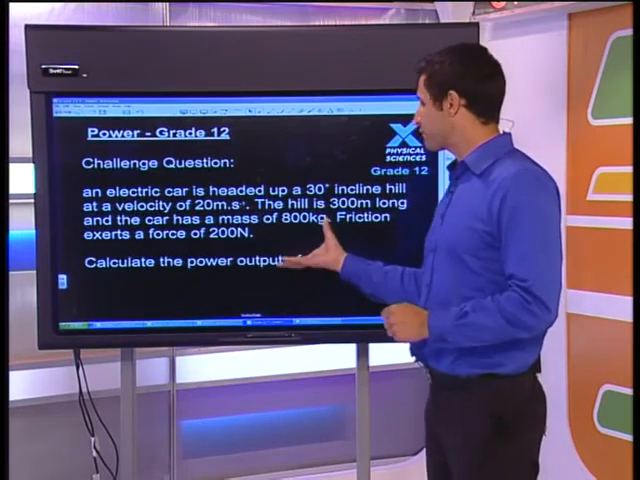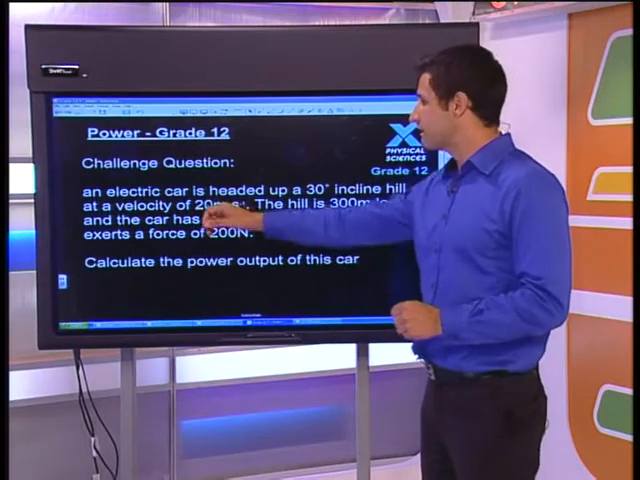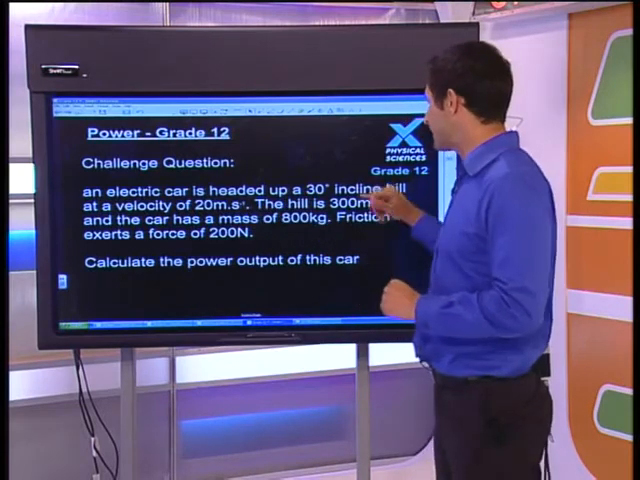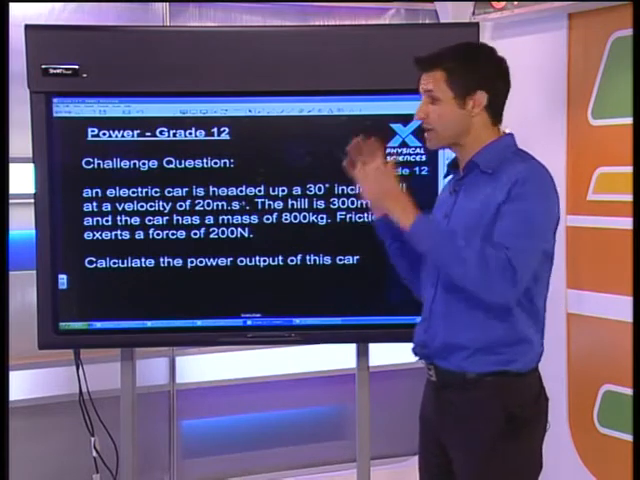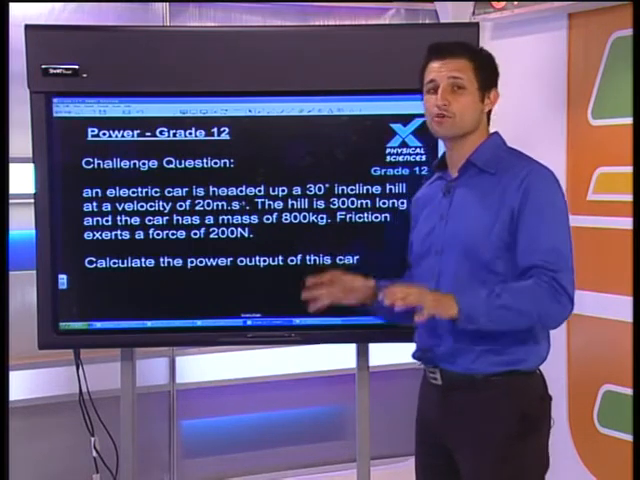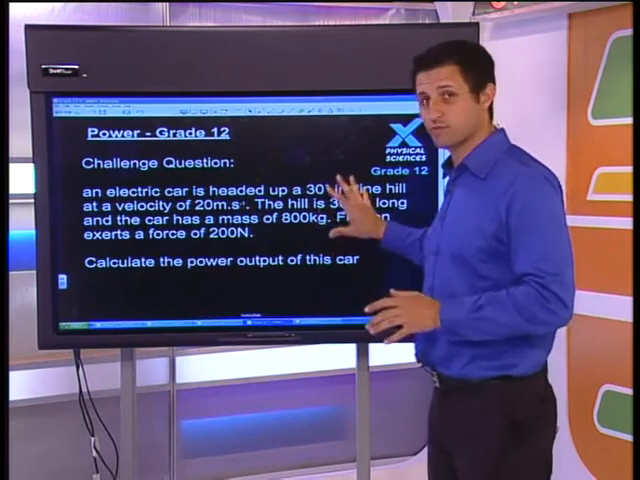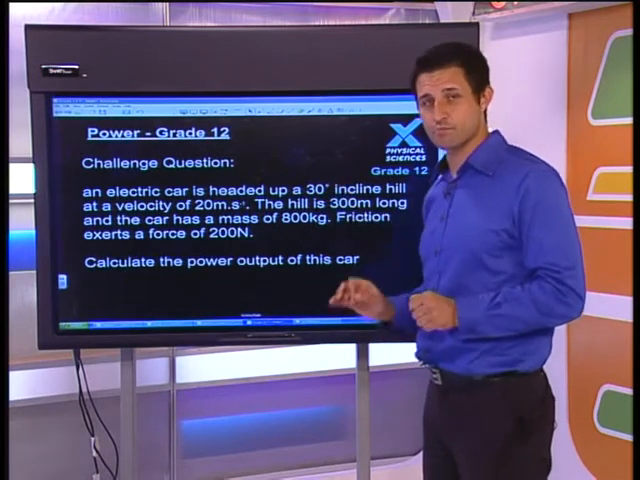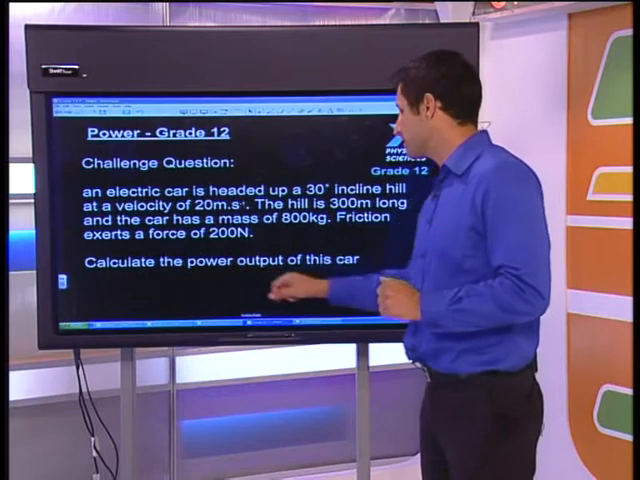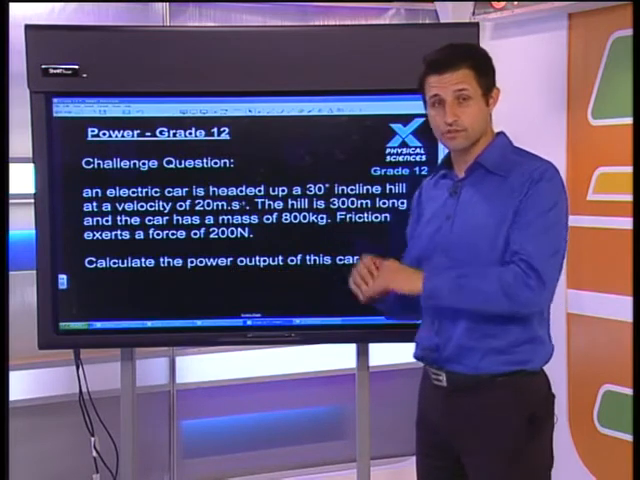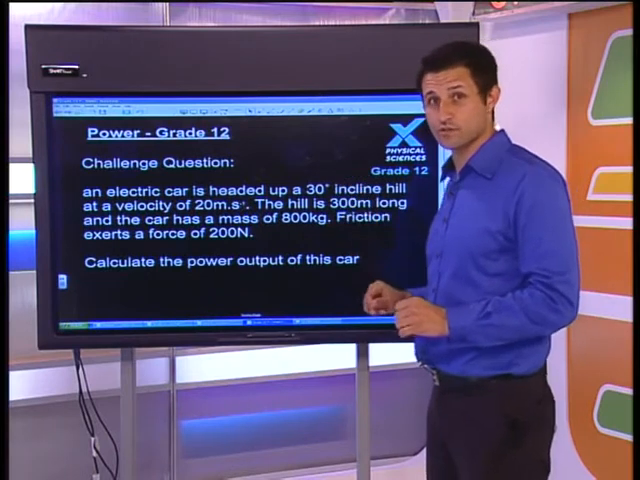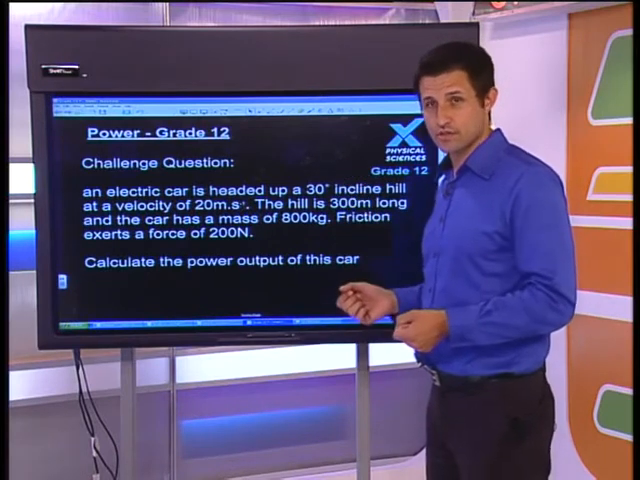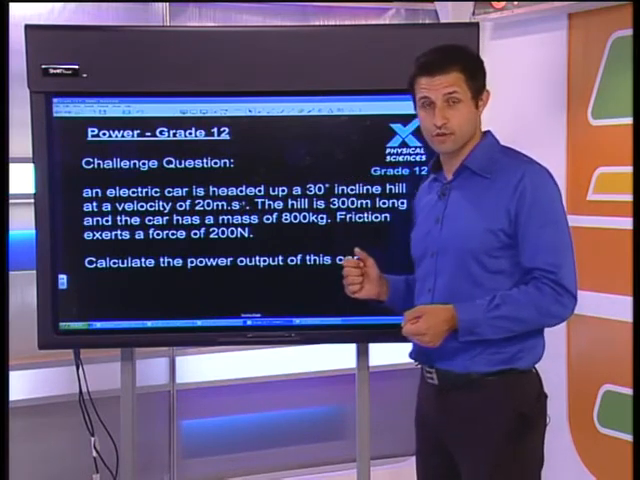So I've got all my information. I've got my 30-degree incline, velocity of 20 meters per second, a hill 300 meters long, and the car having a mass of 800 kilograms and 200 newtons of friction. So much information. This type of question can get you up to 16 marks. It's very seldom that they're going to give you a question where they just ask you for the power straight away, but I'm going to do this just as a challenge. I know you guys like to know very, very difficult questions, and this is one of those difficult questions.